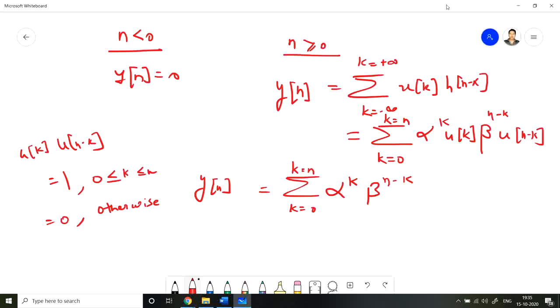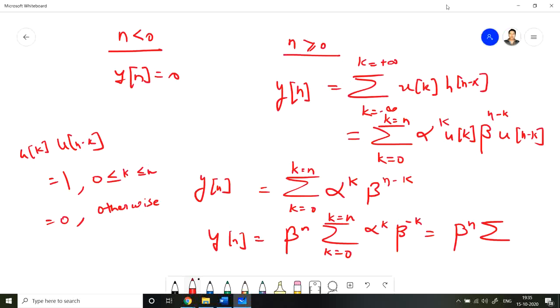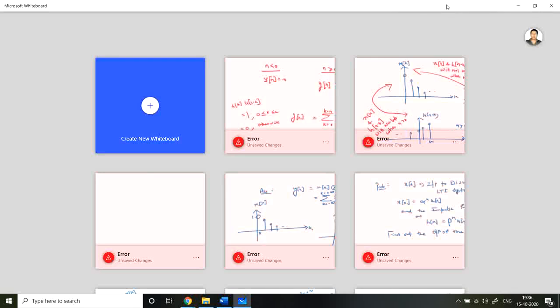So this is y[n]. Now y[n] can be written, because this beta is basically beta raised to the power n, we can separately write it outside the summation. So the remaining terms are k equals 0 to n, alpha raised to the power k, beta raised to the power minus k, and it is equal to beta raised to the power n summation k equals 0 to n, alpha divided by beta raised to the power k.